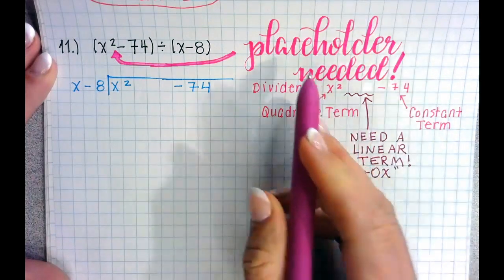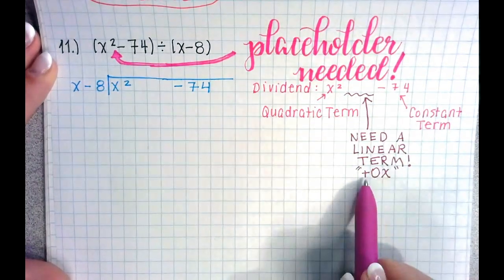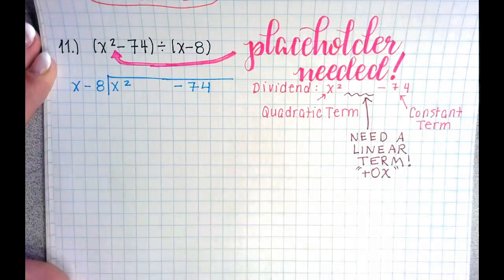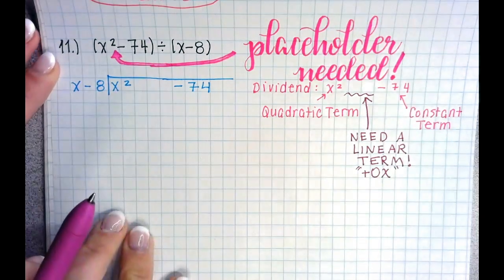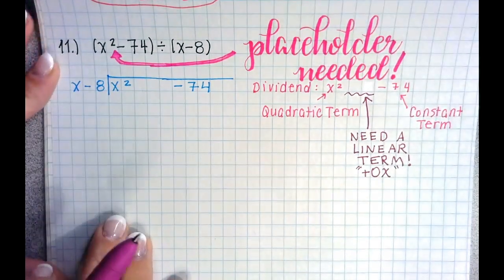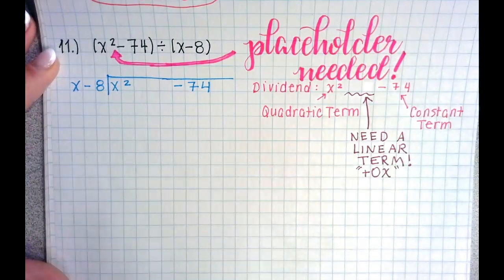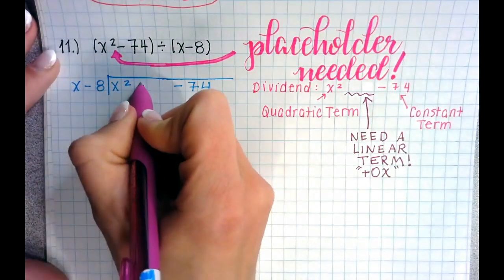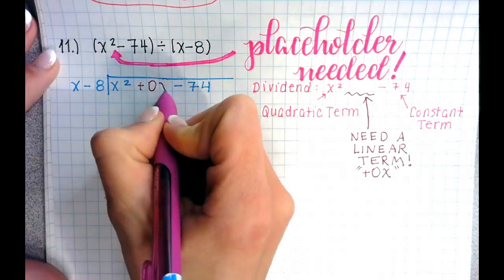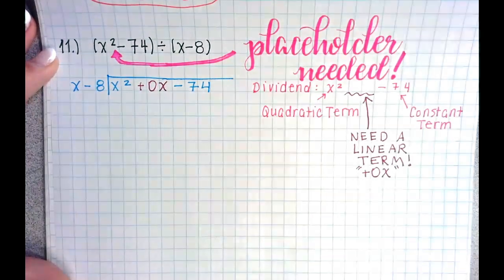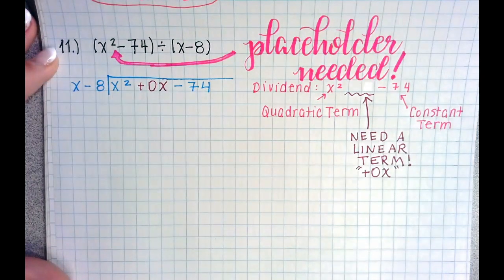So I'm going to put in a placeholder, hold its place. I'm going to put plus 0x. You could put plus 0x, you could put minus 0x. It makes no difference. Get it? Difference. Some difference. Okay, so I'm going to write plus 0x right over there. And I'm just going to carry on and divide from that step.